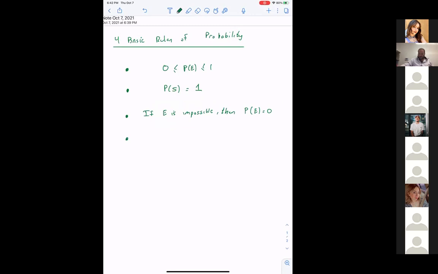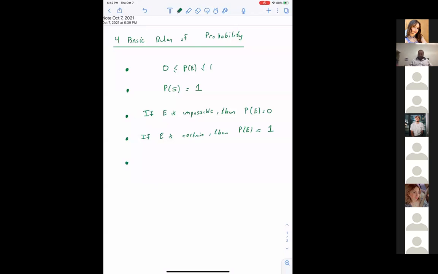What's the one that goes along with it? If E is possible, then P of E is equal to 1. If E is possible? No, I mean, if it occurs. Well, we don't know if it's going to occur. If you're doing a random experiment, we don't know what the outcome is. I think what you're trying to say is if E is certain to occur, then the probability of E is equal to 1. Those weren't the 4 rules I was looking for, but they certainly are rules, so we'll throw them in there.